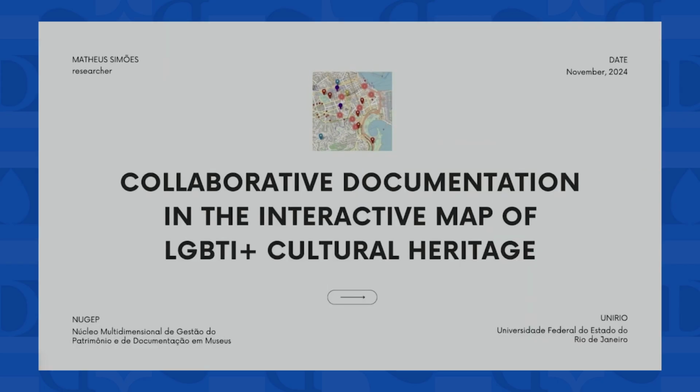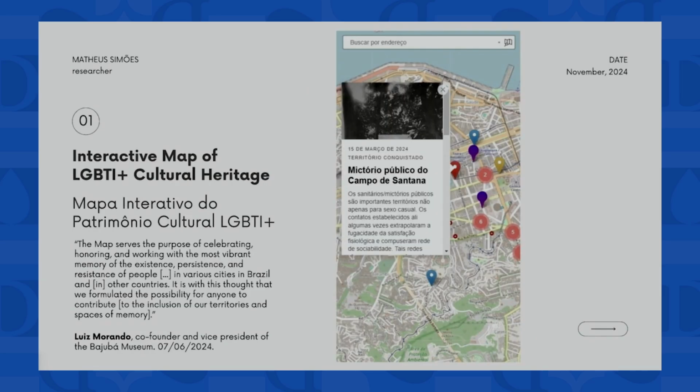In this talk, I'll discuss creating an interactive LGBT+ cultural heritage map, a key tool for preserving and promoting LGBT+ community memory by analyzing museum documentation. I'll explain the indexing method that enables user collaboration in data entry using a specific taxonomy to organize information about LGBT+ historical sites and events. Lastly, I'll examine the challenges of collaborative documentation in preserving LGBT+ memory.